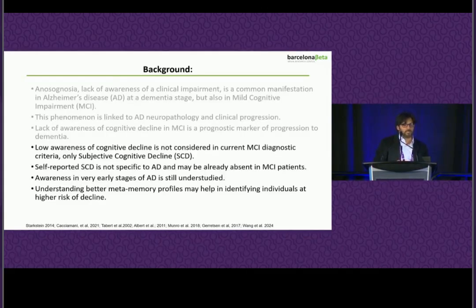Low awareness is currently not considered in MCI criteria, in which a subjective cognitive decline is a main core feature. And as we know, SCD self-reports are not specific to AD and may be already absent in some MCI patients. Awareness in very early stages of AD is understudied, and we think that understanding it better may help in identifying which individuals are at increased risk of cognitive decline.